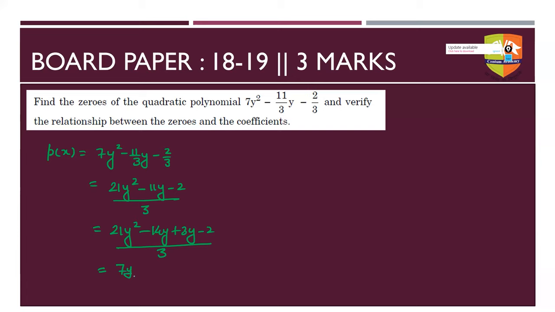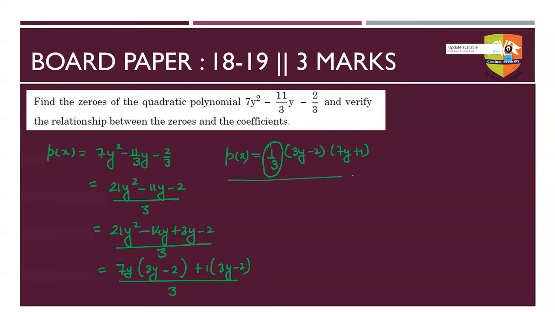Which is 7y common, and you will have 3y minus 2, plus 1, 3y minus 2 divided by 3, which is equal to 1 upon 3, 3y minus 2, 7y plus 1. Is it? So since the minus zero, can't we remove the 3? No. So px is this much. The 3 has to be there. No, 1 upon 3. Px's identity will change if you remove that 3.